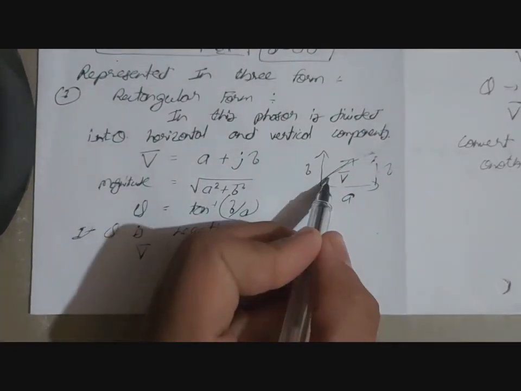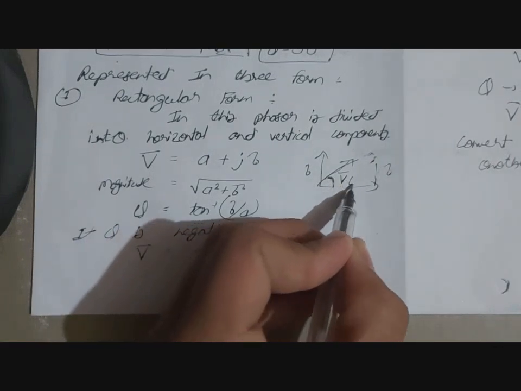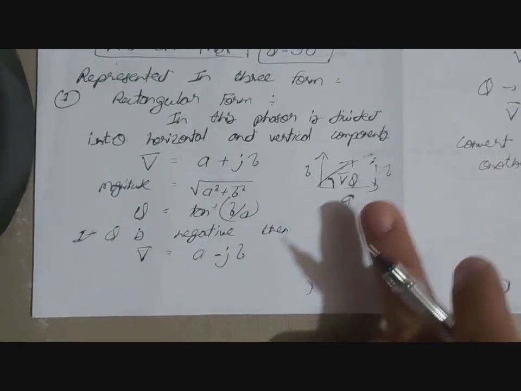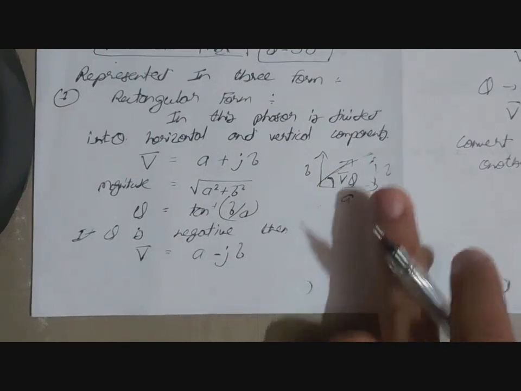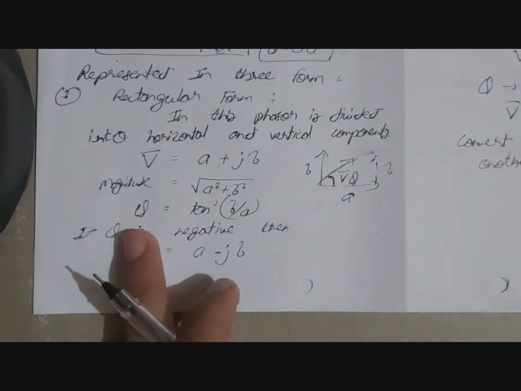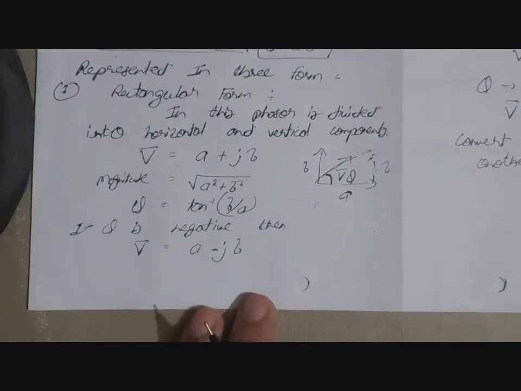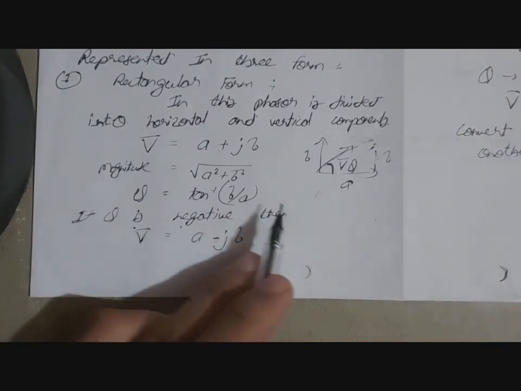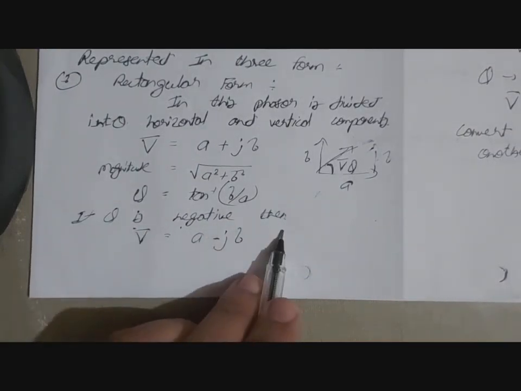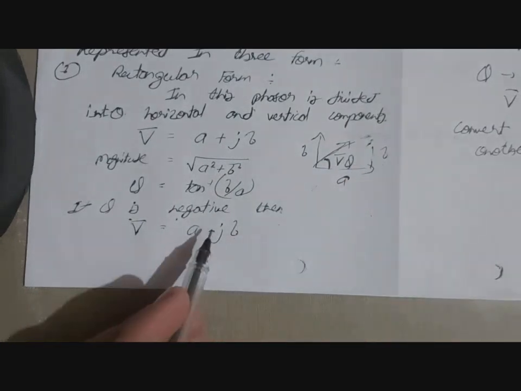So we find angle theta. Theta is equal to B upon A in terms of tan theta, B upon A. So theta is equal to tan inverse of B upon A. If theta is negative, then our vertical component is negative.